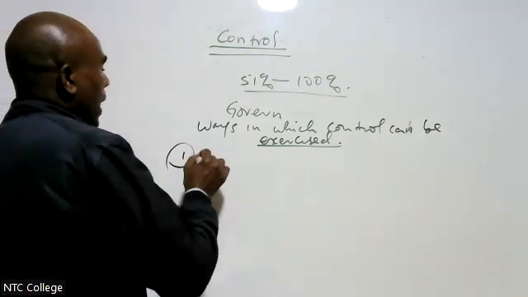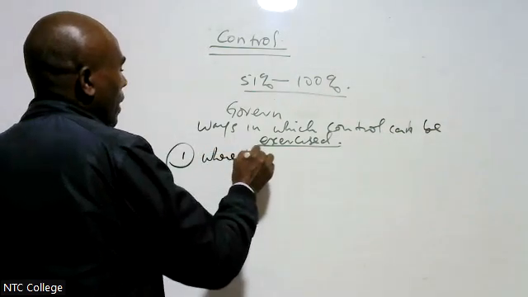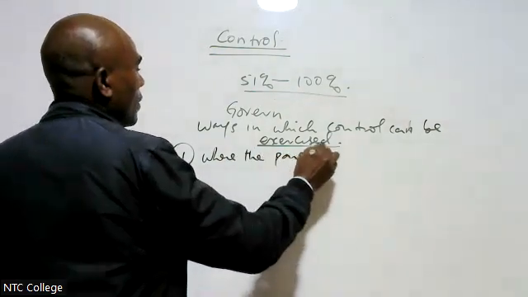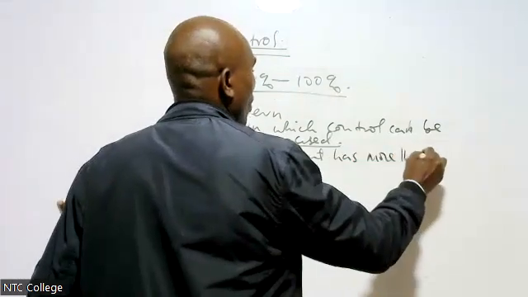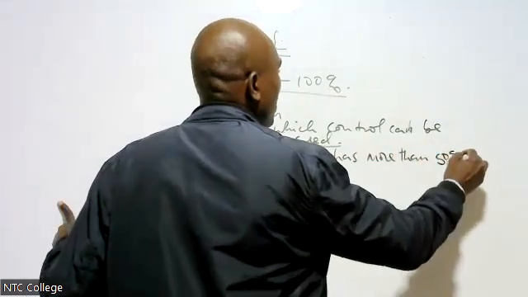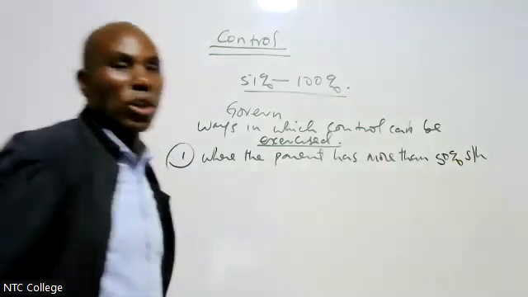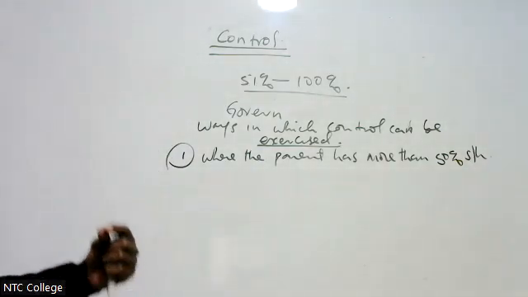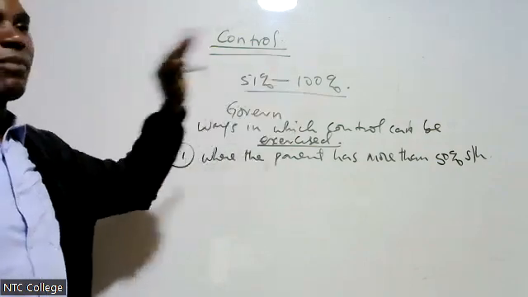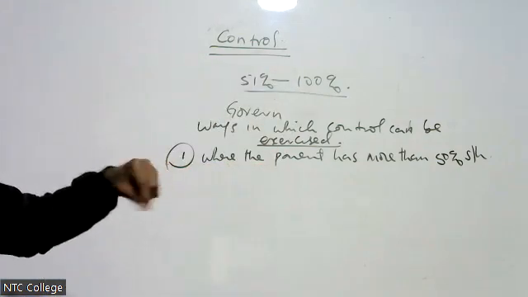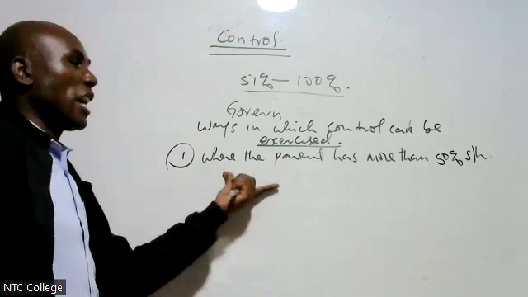Number one, where the parent has more than 50% shareholding. Control can be exercised where we have more than 50%. Like if I have 51% to 100%, I have control of that company, thereby I consolidate. Therefore, shareholding will give us control.